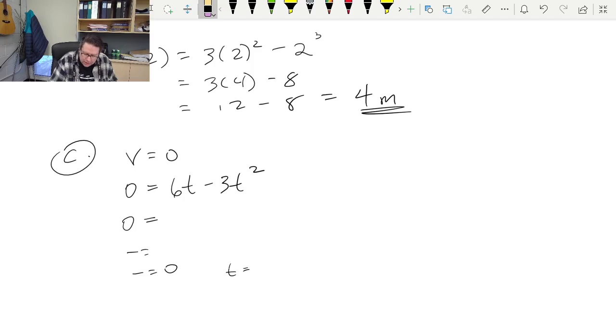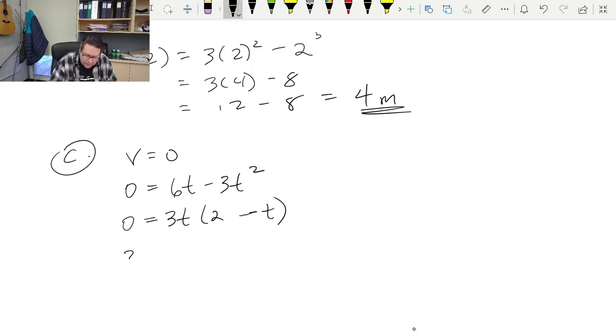Can I have a mulligan on that? Mulligan, mulligan, mulligan. Okay, 3t, 2 minus t. That's better. Still goofed it up. There we go. 2 minus t. That's better. Thank you. So let me just go back and redo that first step.